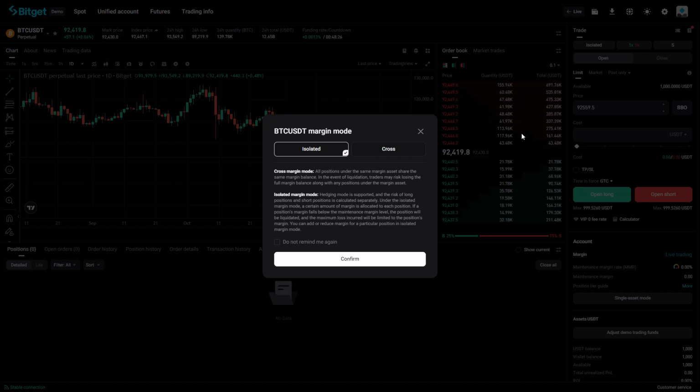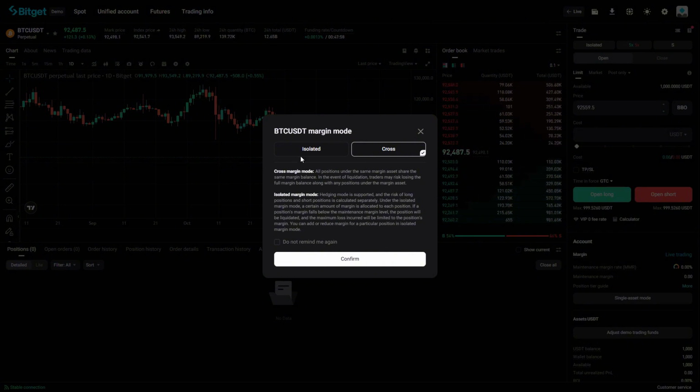With cross margin, if you open a trade with $100 and it starts losing, Bitget will automatically use the rest of your futures wallet balance to keep the trade open and prevent liquidation. The advantage? Your trades are less likely to get liquidated. The disadvantage? One really bad trade can drain your entire futures wallet. I only use cross margin when I'm very confident in a trade and I want to give it more room to breathe. But for most trades, I stick with isolated.